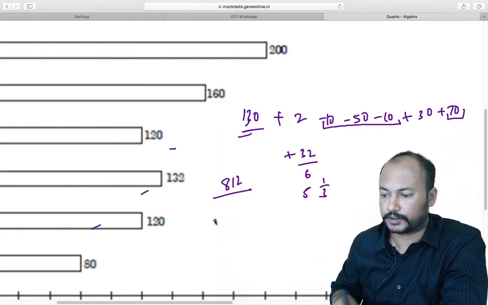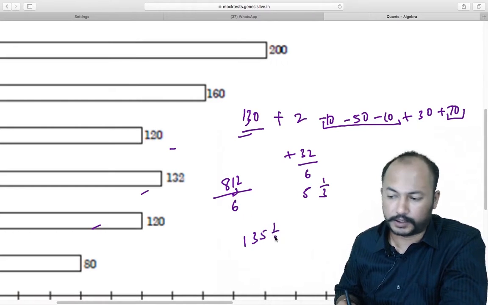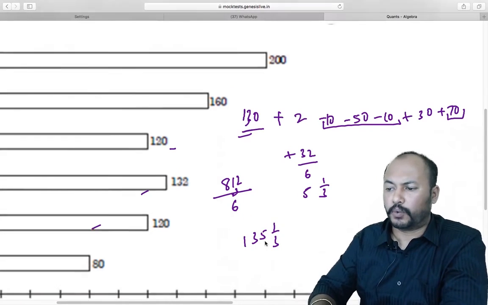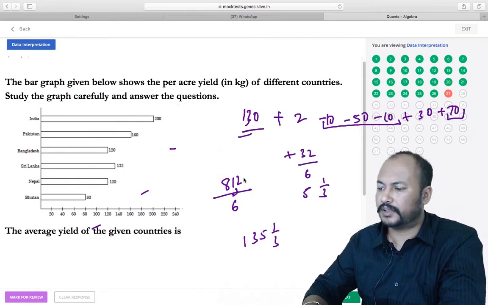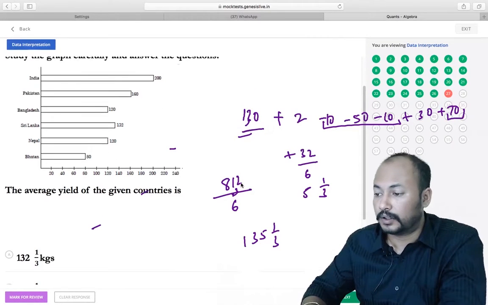1 2 3 4 6. So this will be 6 1s are, and then 2 6 3s are, and then 3 6 5s are, 1 by 3. You will get the same thing. Anyhow, whatever you are comfortable with, you can go with that. Average deviation seems to be much easier for me.